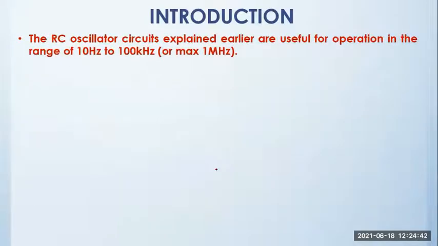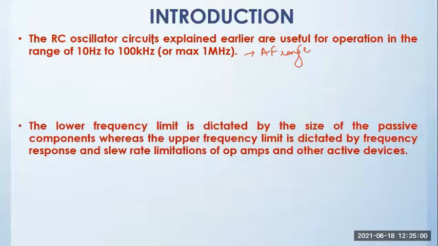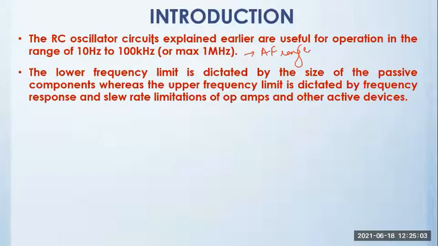Okay. So we also saw that till now the RC oscillators which we used were normally working in the 10 Hertz to 100 kilohertz range. Usually we say they were working in the audio frequency range. We call RC oscillators audio frequency oscillators. And the lowest frequency limit in this range is dictated by the size of the passive components which we use. Remember, we use R and C. So if I want very low frequency, you should have very large resistor and capacitor.